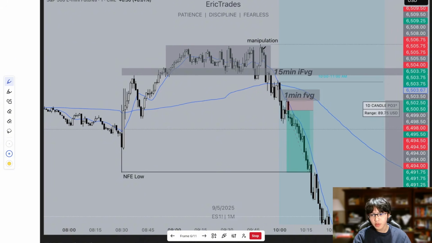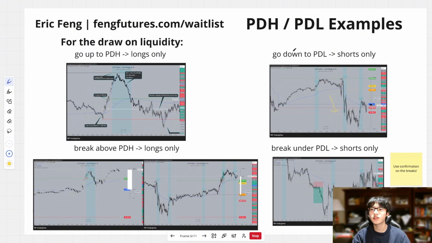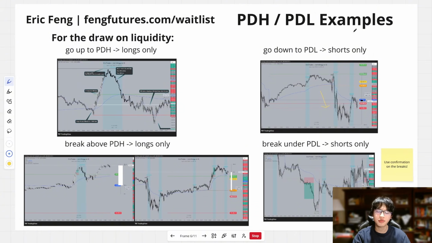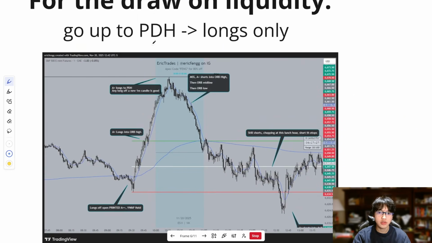And after the market does break out of that range, start trending downwards on those pullbacks, you can just short pretty much all the way down, and it's just so easy. Now, let me show you the 4 examples of previous daily high and previous daily low being used as a draw on liquidity. The first one is we trend up to go to the previous daily high.